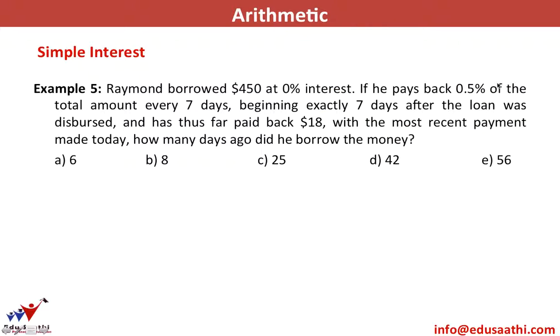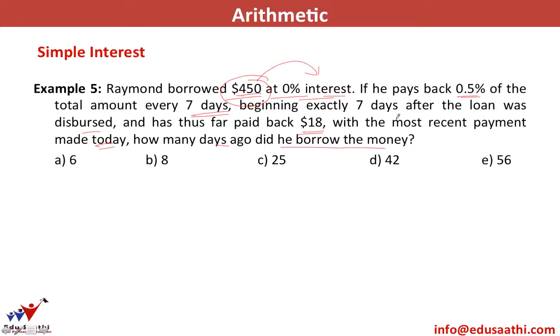Another question that we have is, Raymond borrowed 450 at 0% interest. 0% means that whatever he has borrowed, the same amount he'll pay back. If he pays back 0.5% of the total amount every 7 days, beginning exactly 7 days after the loan was disbursed, and has thus far paid $18 with the most recent payment made today. How many years ago did he borrow the money?